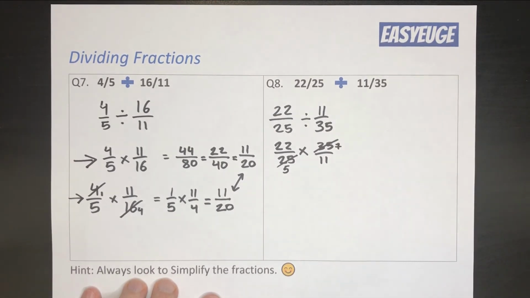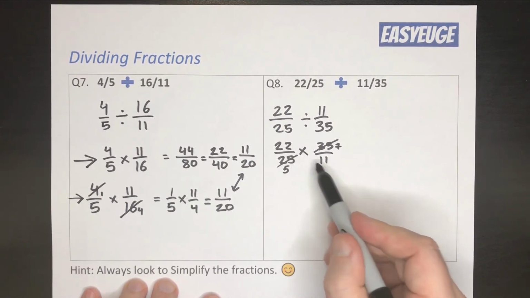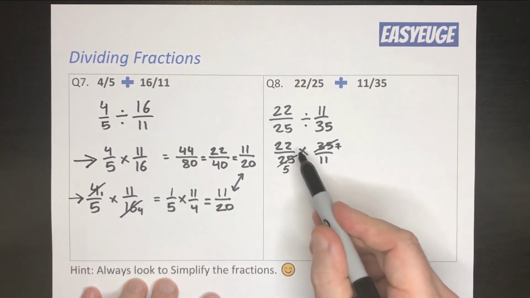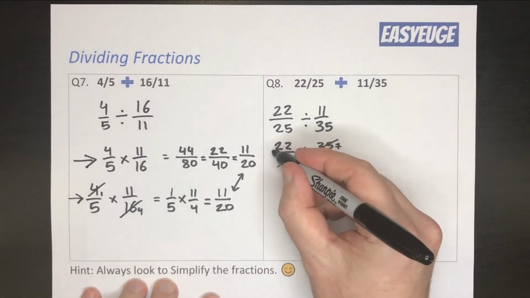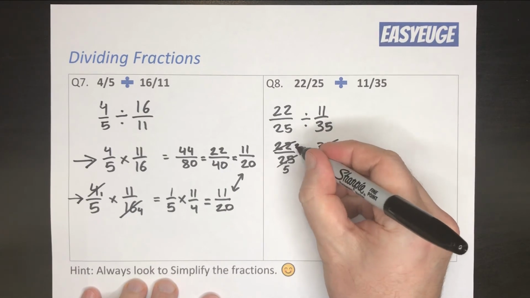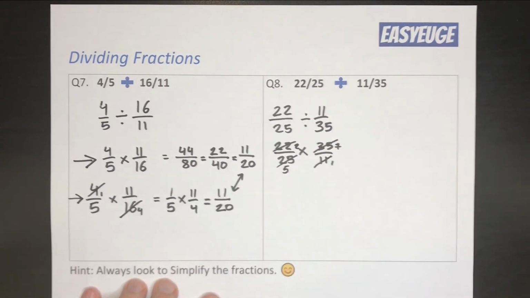Okay. Let's look at 22 and 11. Can we see a similarity? I think 11 times 2 is 22. So let's divide 22 by 11 and I get 2. And let's divide 11 by 11 and I get 1.